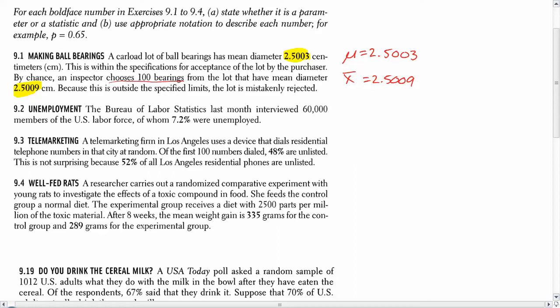The Bureau of Labor Statistics last month interviewed 60,000 members of the U.S. labor force, of whom 7.2%. Well, are those 60,000 the entire U.S. labor force? No. So it would be p hat equals 7.2%, or you could have said 0.072, of course.